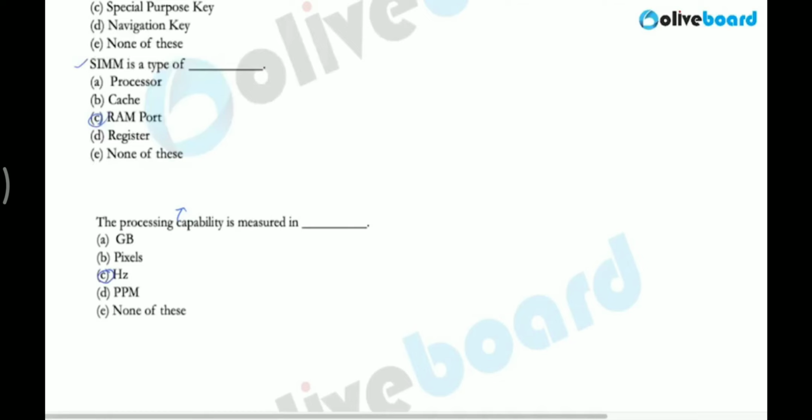And why do we measure the processing capability in hertz? Because hertz is the unit of frequency, and in order to process our data, a microprocessor performs a few tasks. The frequency could be considered as the number of those tasks performed in a unit of time. The number of tasks performed in a unit of time will always be measured in hertz, and that is why we measure the processing capability of a microprocessor in hertz. The larger units are there like gigahertz or megahertz, but the basic unit is hertz.